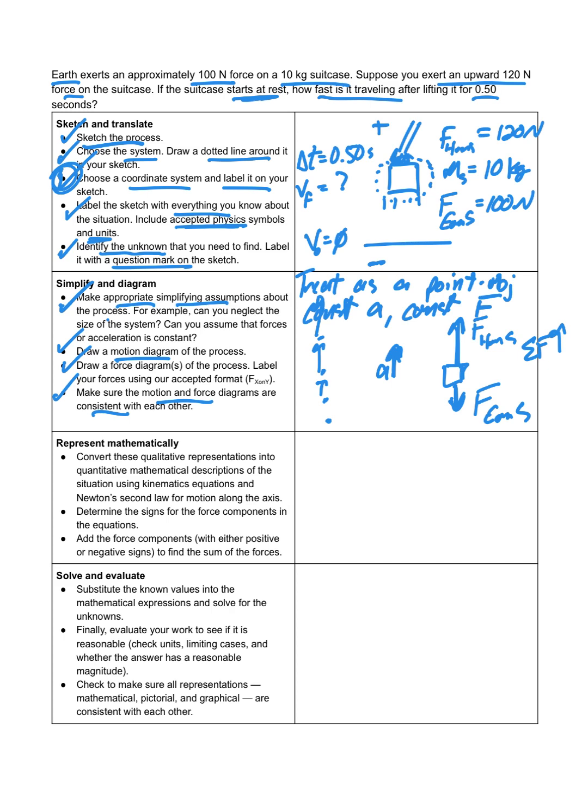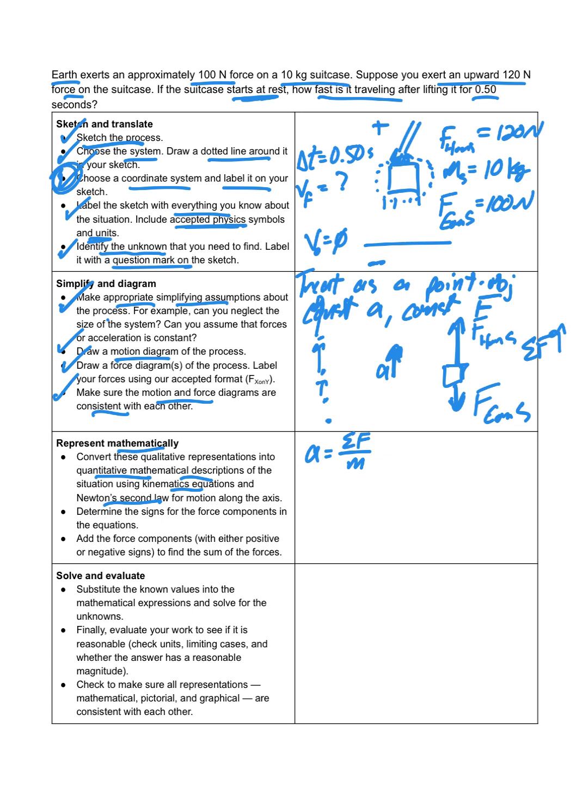So now I move on to a mathematical representation. Convert these qualitative representations into quantitative mathematical descriptions using kinematics equations and Newton's second law for motion along the axis. So what does that mean? We developed in class a mathematical model for Newton's second law of motion, and that is that the acceleration of the object is determined by the net force acting on that object and the mass of that object.